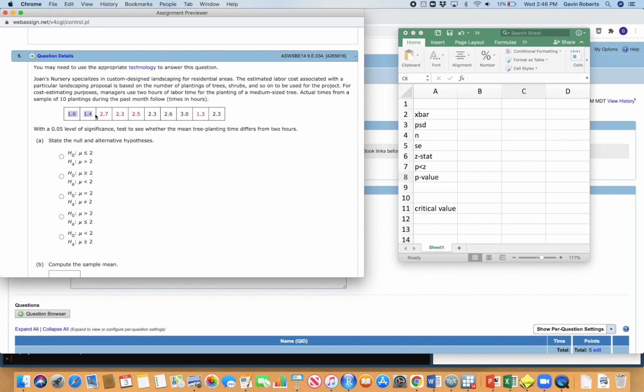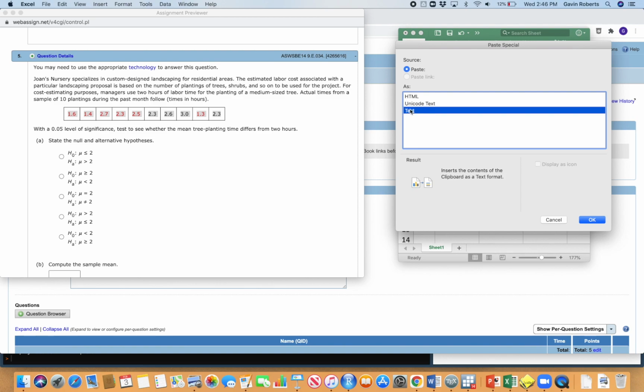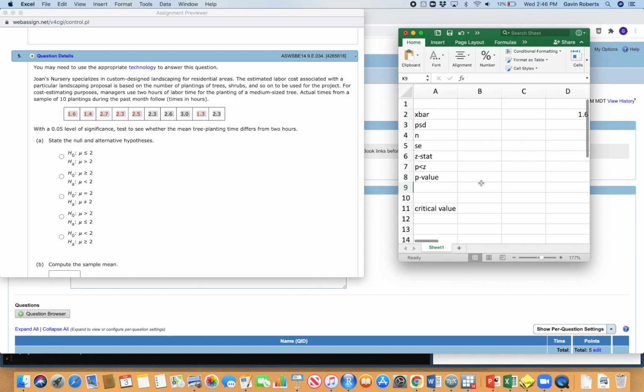Ooh. Command C or Control C. We can do paste special. I think we want text because this one's weird, and then I'll just paste it right. You could turn this into a column, but we can do all this stuff in rows.